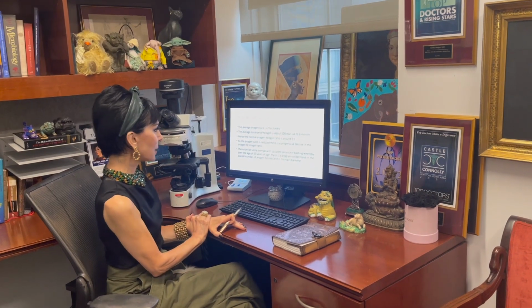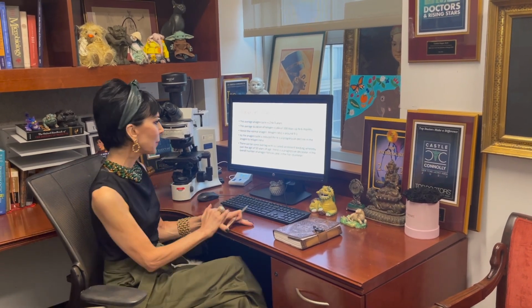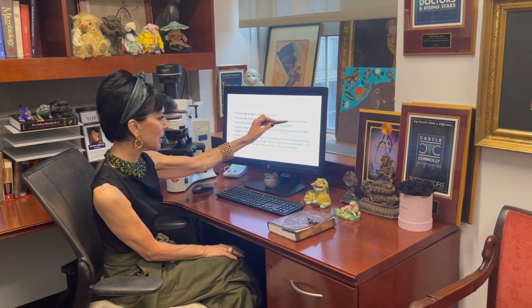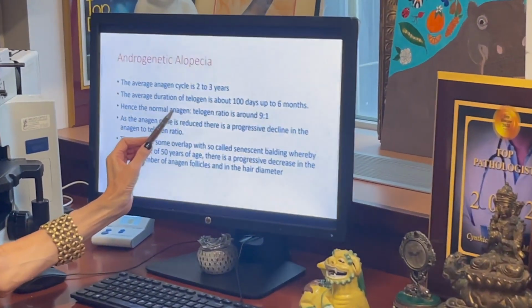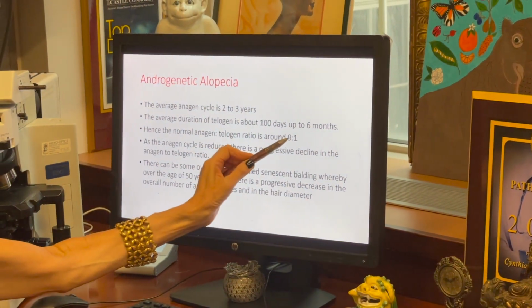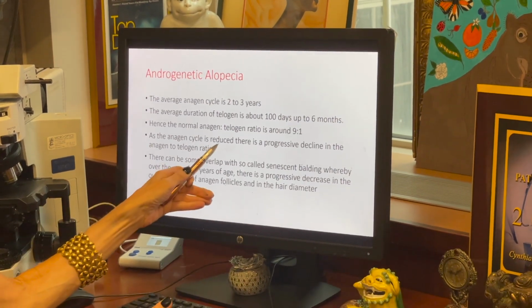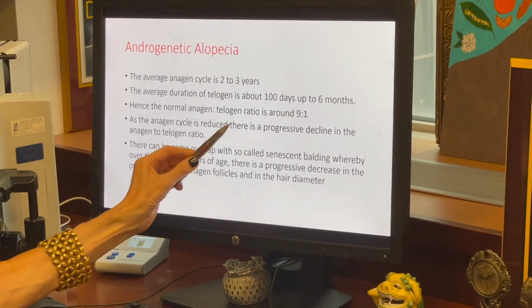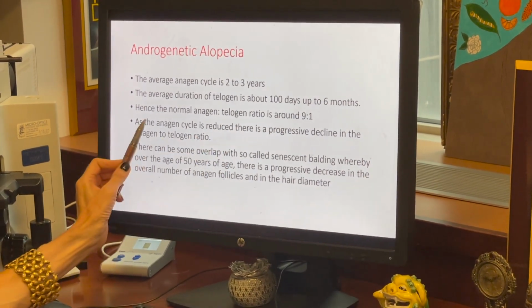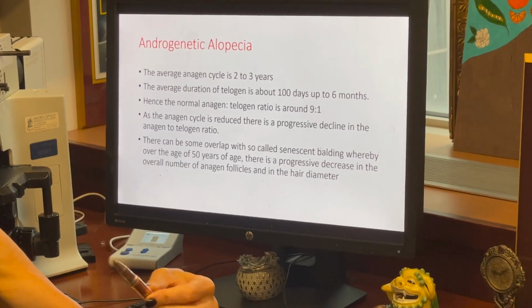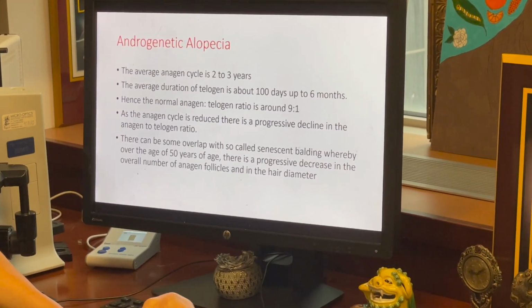So the average anagen cycle, which is the growing phase cycle, is a couple of years. And in fact, in some patients, it can be as long as 7 years. The average duration of the resting phase or telogen phase is about 100 days up to 6 months. Normally, the anagen to telogen ratio is around 9:1, but as the anagen cycle duration is reduced in androgenetic alopecia, there is a progressive reduction in the anagen to telogen ratio, such that in classic androgenetic alopecia, the anagen to telogen ratio is less than 4:1.